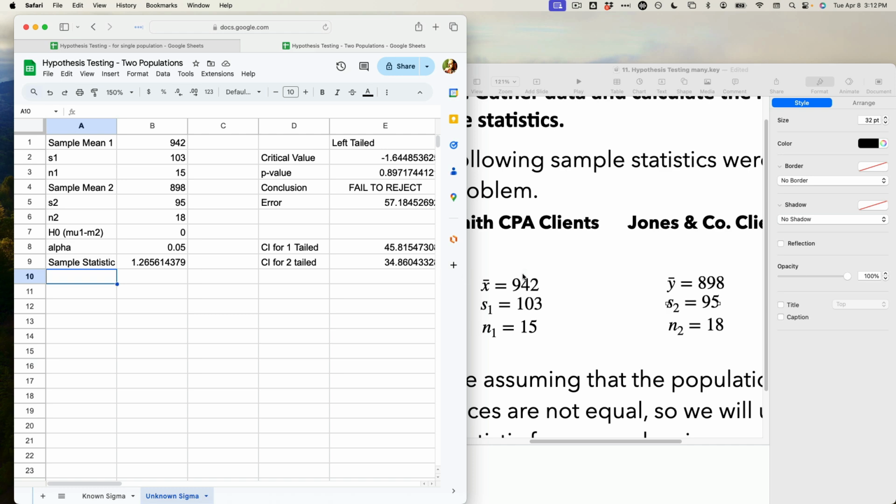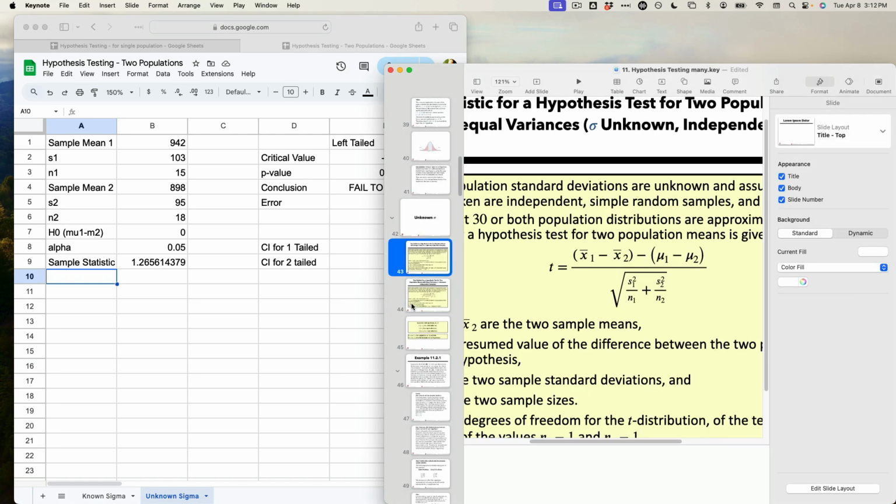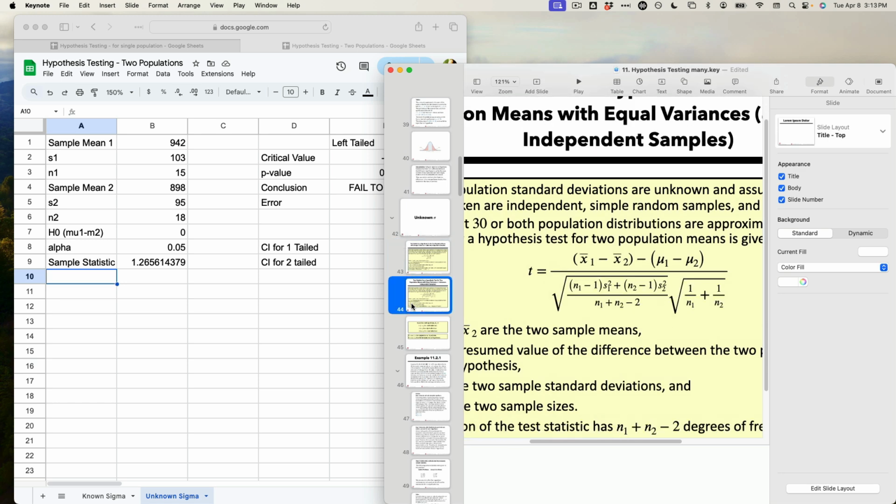So for my sample statistic, I need to be able to switch between these two formulas. So I need an option, a toggle switch or like a checkbox, to say known sigma or unknown sigma. Okay? And furthermore, I need one other variable to refer to the degrees of freedom, because in this case, the degrees of freedom is n1 plus n2 minus 2. In the other case, it's the minimum of n1 minus 1 or n2 minus 1.